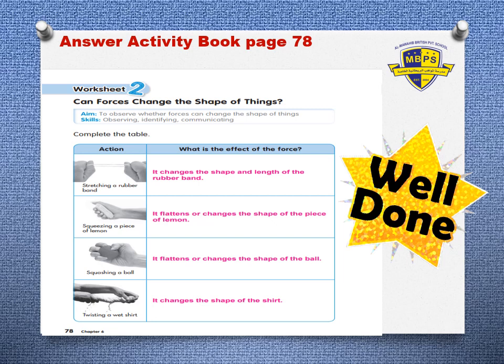And what about twisting a wet shirt? What will happen? Yes, it changes the shape of the shirt. What will get changed? The shape of the shirt will get changed. Very good, grade 2. Well done. All of you give yourself a star. As you can see on the slide also, you can give yourself a big star. Okay, grade 2. Well done, keep it up.